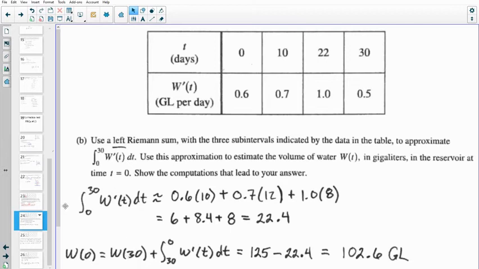If the integral from 0 to 30 is 22.4, then the integral from 30 to 0 is negative 22.4. Or you could also just think of it in terms of if the amount at time equals 30 is 125, and the accumulation over those 30 days that we found in the first part of this problem is 22.4, well, then I'm just going to take 125 minus 22.4 to get 102.6 gigaliters.